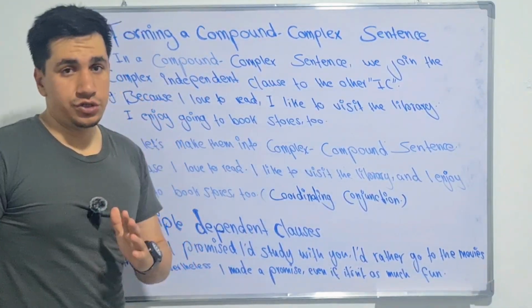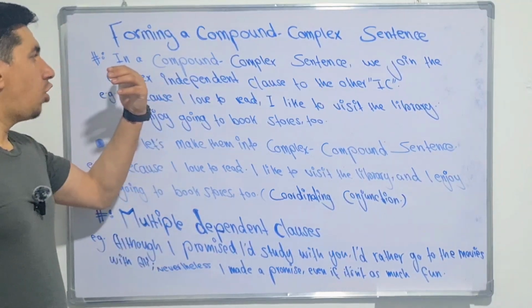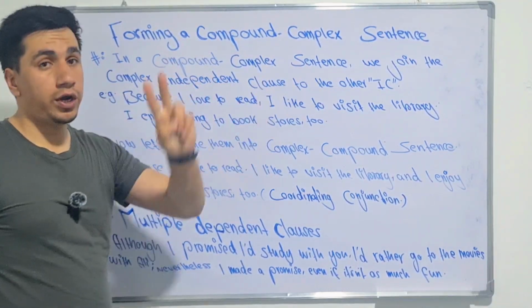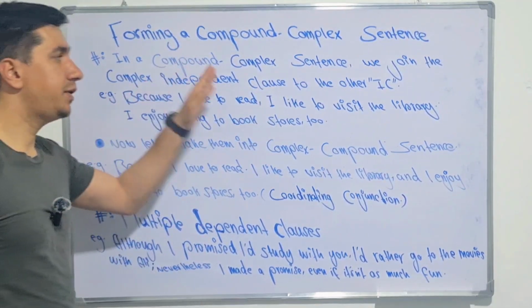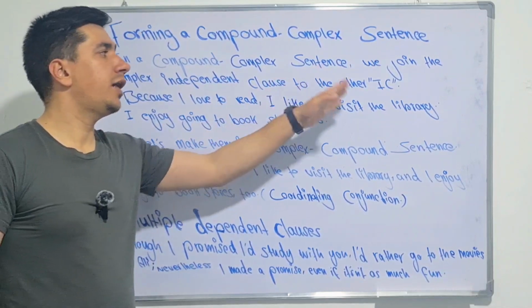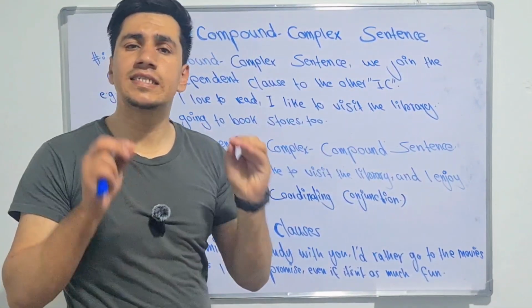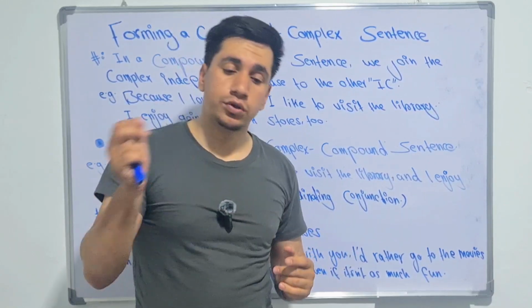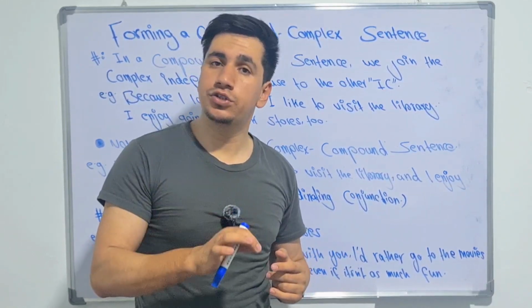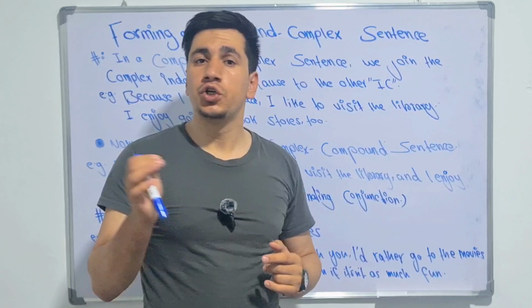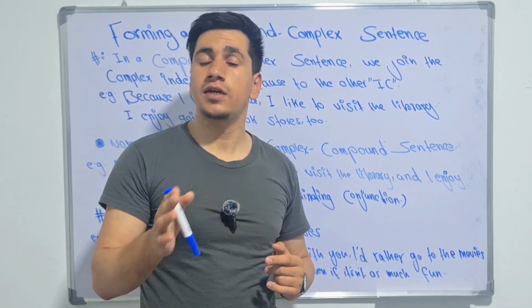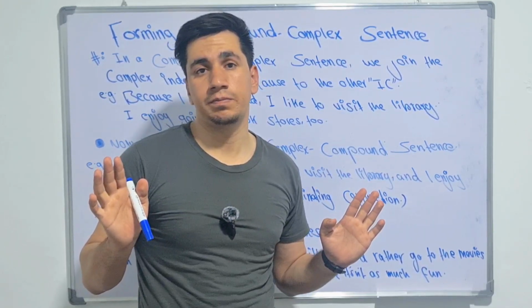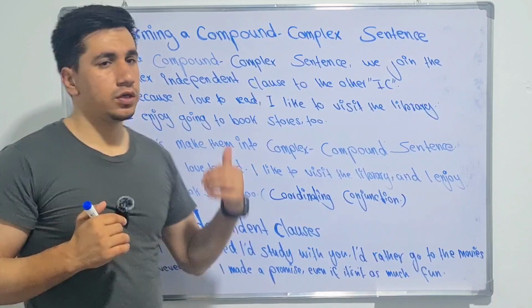Here's a quick definition. In a compound complex sentence, we join the complex sentence to the other independent clause in the same way as for a normal compound sentence: with coordinating conjunctions, conjunctive adverbs, correlative conjunctions, and semicolons. Connect them.